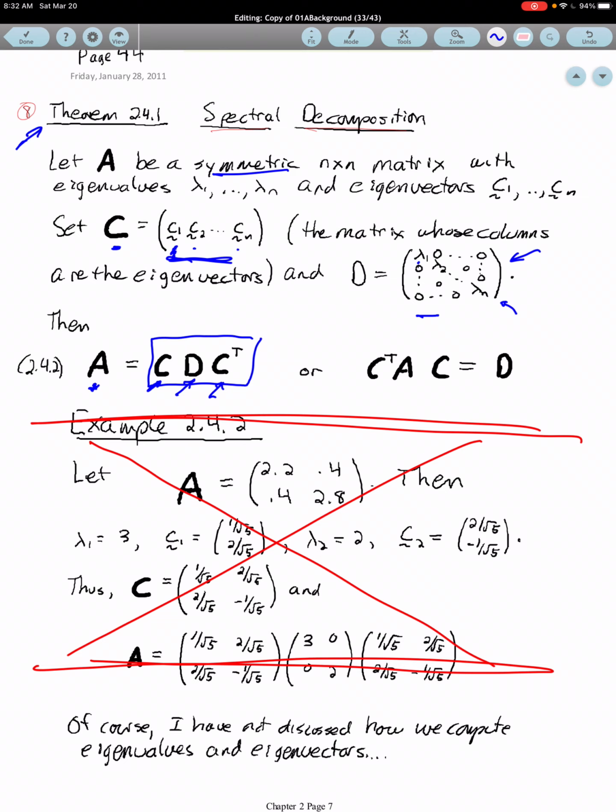Likewise, because C is orthogonal, if I hit both sides of this expression on the left with C transpose and on the right with C, what I end up with on the left side is C transpose AC. And of course, because these are orthogonal, C transpose times C is the identity matrix, and we end up with the diagonal matrix D. Okay, so this spectral decomposition is going to be very useful for us, in particular when we talk about, say, principal component analysis.